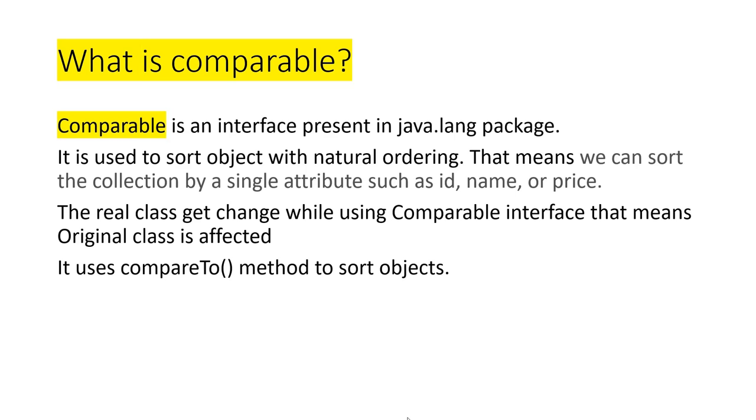Comparable is an interface that is a part of the java.lang package. It is used to sort objects based on a single attribute like id, name or price. While using the Comparable interface, the real class that uses it gets changed, it is affected by this. The Comparable interface provides a single method, compareTo, that needs to be overridden by the class that implements it. So let's see an example of the Comparable interface.